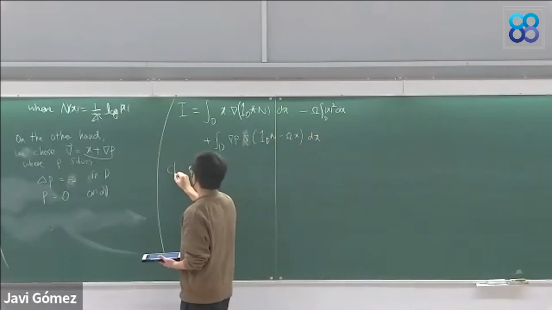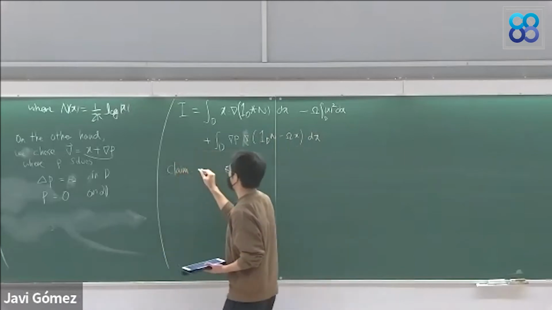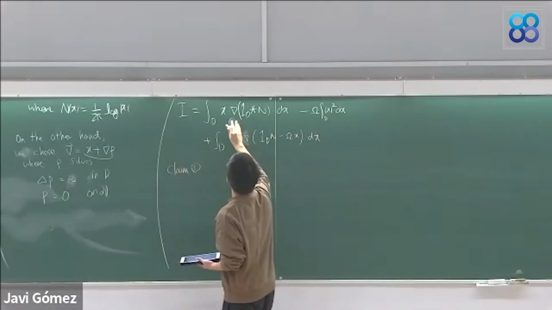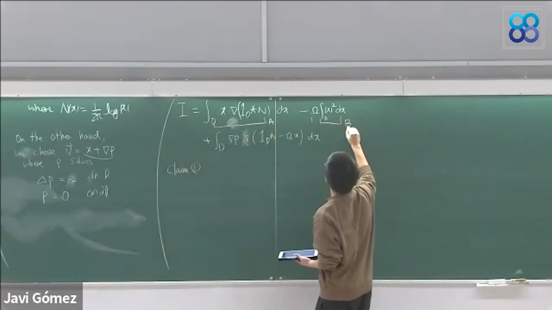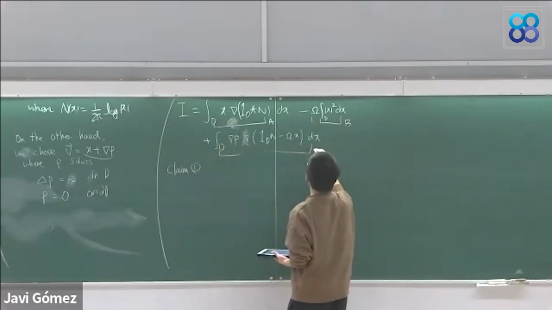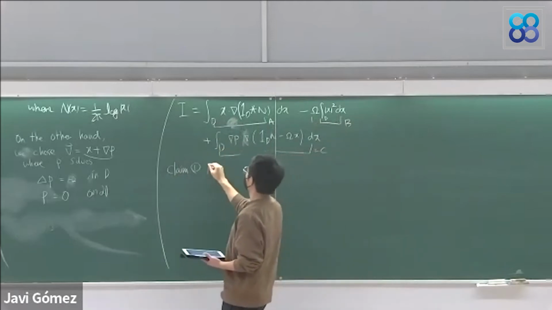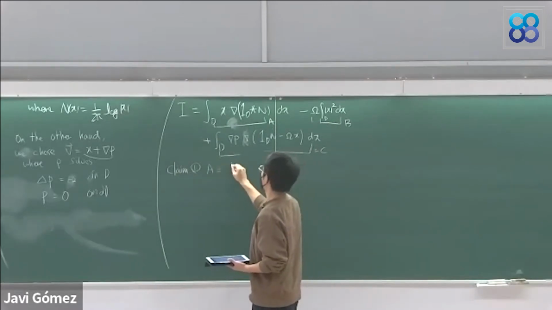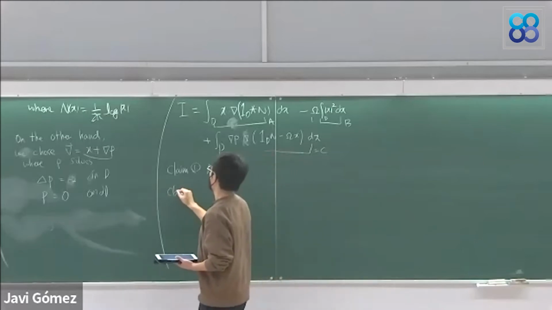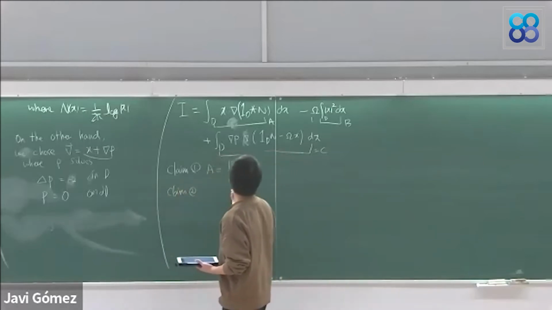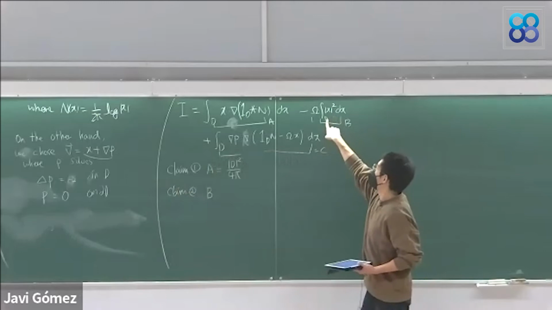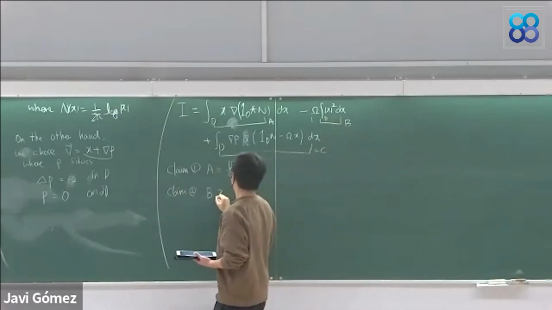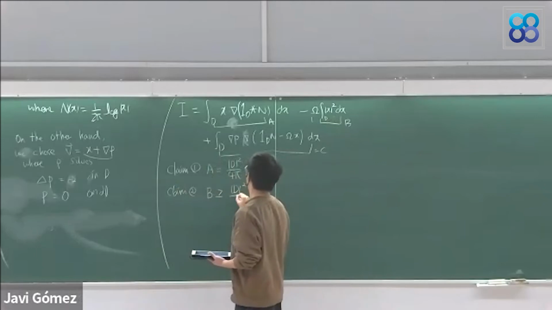So we made 4 claims last time. First claim is that we claim that A is exactly equal to B squared over 4 pi. And claim 2 was that V, the second moment of the given patch B, is always bigger than or equal to B squared over 2 pi.